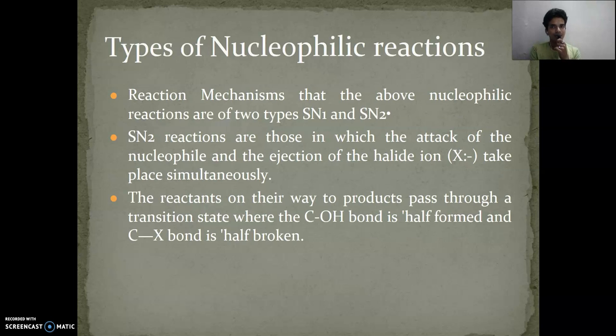Depending upon the chemical property, there are reaction mechanisms of different types. The above nucleophilic reactions are of two types, SN1 and SN2. SN2 reactions are those in which the attack of the nucleophile and the ejection of the halide ion X minus take place simultaneously. That is, breaking and making of the bond takes place at the same time. The reactants on their way to the product pass through a transition state where the C-OH bond is half formed and the C-X bond is half broken.